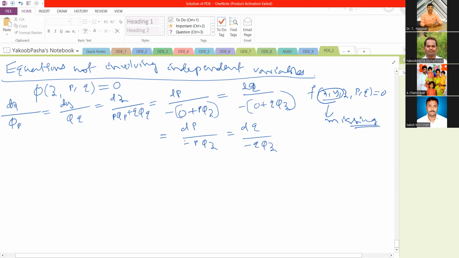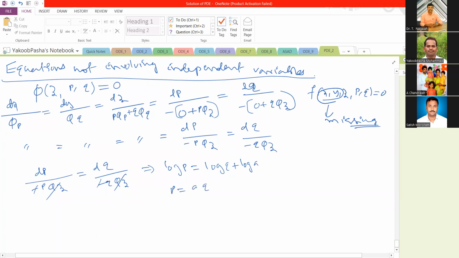And consider these two equations only. This is same, and this is same. So let us consider dp by minus p pi z is equal to dq by minus q pi z. Pi z and also minus will be cancelled. So by integration, log p is equal to log q plus arbitrary constant log a. So p is equal to aq. P is equal to aq.